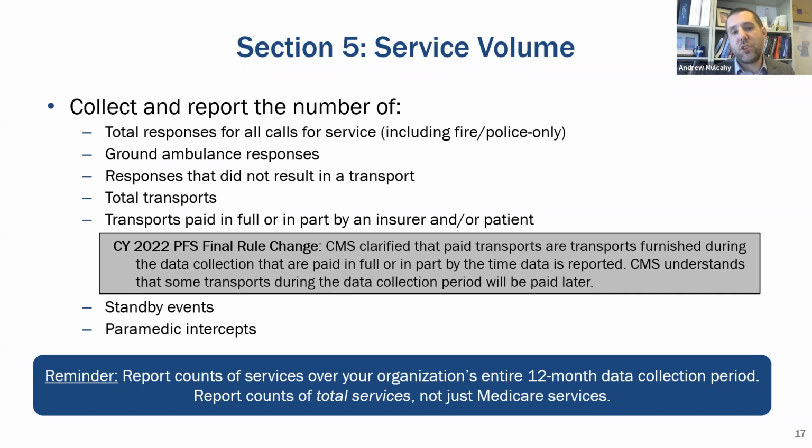But there are also questions that try to get at other kinds of activity, like your total number of ground ambulance responses. For some organizations, the number of responses will be considerably larger than the number of transports. You may have refusals, you may not be able to find patients, or there may be multiple organizations responding to a call, and someone else transports a patient. So CMS thinks it's important to get that broader picture, and there are questions that go beyond just transports where you'll be asked to collect and report information.